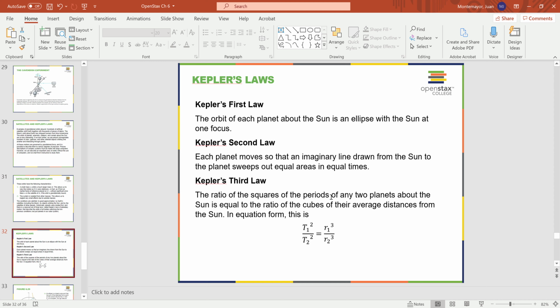Okay, so Kepler's first law is the orbit of each planet about the sun is an ellipse, with the sun at one focus. Kepler's second law is each planet moves so that an imaginary line drawn from the sun to the planet sweeps out equal areas in equal times. And the third law is the ratio of the squares of the periods of any two planets about the sun is equal to the ratio of the cubes of their average distances from the sun. Basically, this is T1 squared over T2 squared is equal to R1 cubed over R2 cubed.